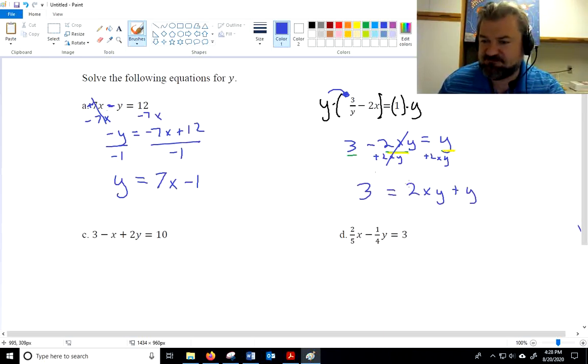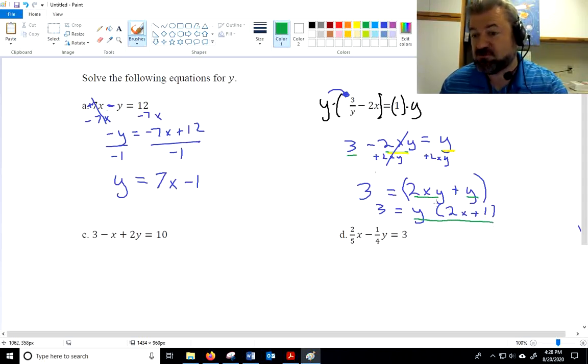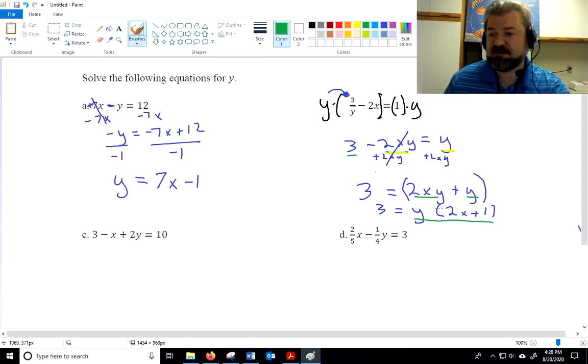Now, here's what we're going to do. We're going to factor out that y. We're going to use the distributive property backwards. And when I do that, I get y times (2x plus 1). That's what I'm looking for. I used to have two terms. This is two terms, right, that have a y in it. Believe it or not, this is just one term because it's y times something in parentheses.